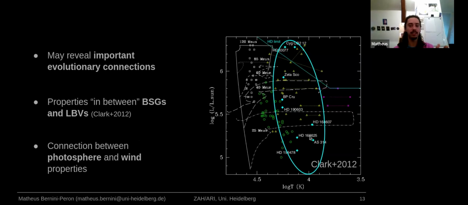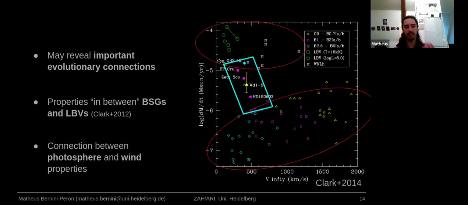And precisely these properties, as you can see here in the HR diagram, between the B stars and the LBV regime, and even touching the Wolf-Rayet regime, the fact that they have these in-between properties makes them really valuable for us to probe and study massive stellar evolution.